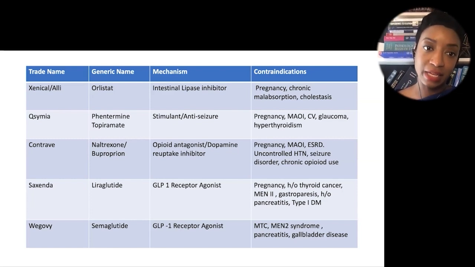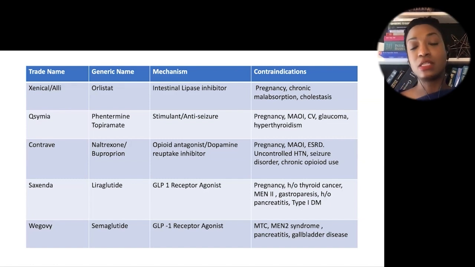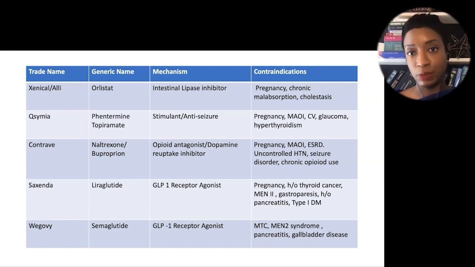Saxenda, or liraglutide, is a GLP-1 receptor agonist. This one works on those GLP hormones that come from your small bowel and go to the brain to help with appetite suppression. This one's a daily injection. But the newer one on the market, since most people don't want to inject every day, is semaglutide, a weekly injection and also a GLP-1 receptor agonist, and it also works very well.